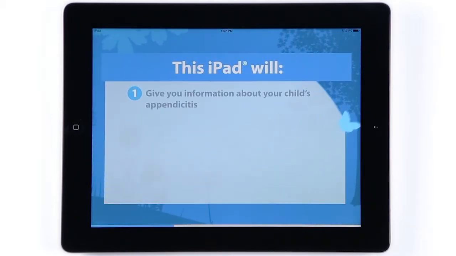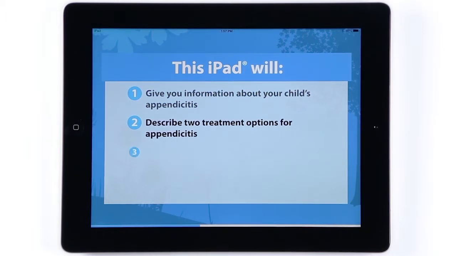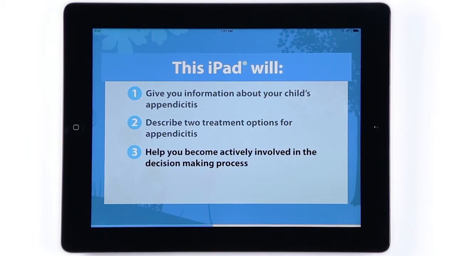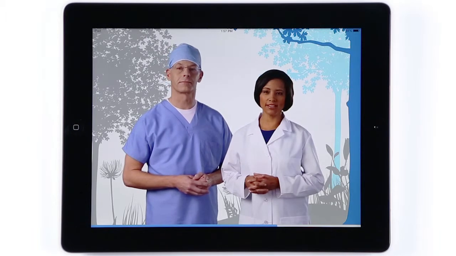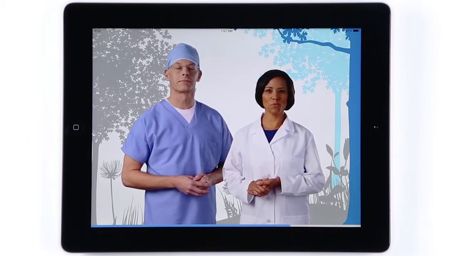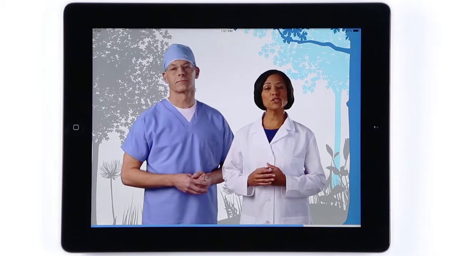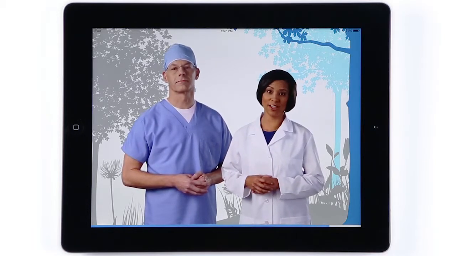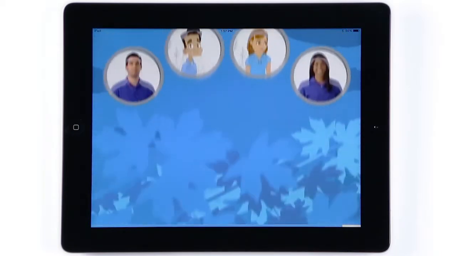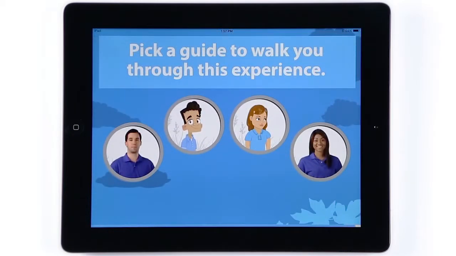This iPad will give you information about your child's appendicitis, describe two treatment options, help you become actively involved in the decision-making process, and help you make the best decision for you and your child. On the next screen, you'll pick a guide who will walk you through this iPad experience. We hope this information helps you, and more importantly, gives you confidence that the treatment option you choose is the best one for you and your child. Pick a guide to walk you through this experience.